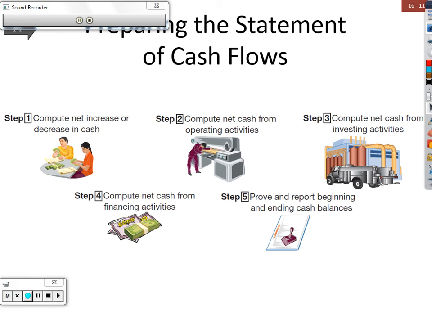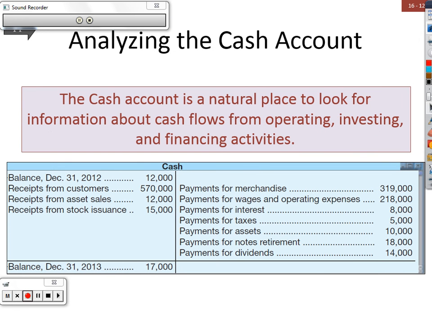So it says preparing a statement of cash flows. What's the first thing that you're going to do? Compute the net increase or decrease in cash. And that's going to come from doing those separate sections: compute net cash for operating, compute net cash for investing, and compute net cash for financing activities. Then at the end of that statement, we should have an ending cash balance. Where do you think that ending cash balance goes? Under cash, on what statement? The income statement? The balance sheet. Okay.